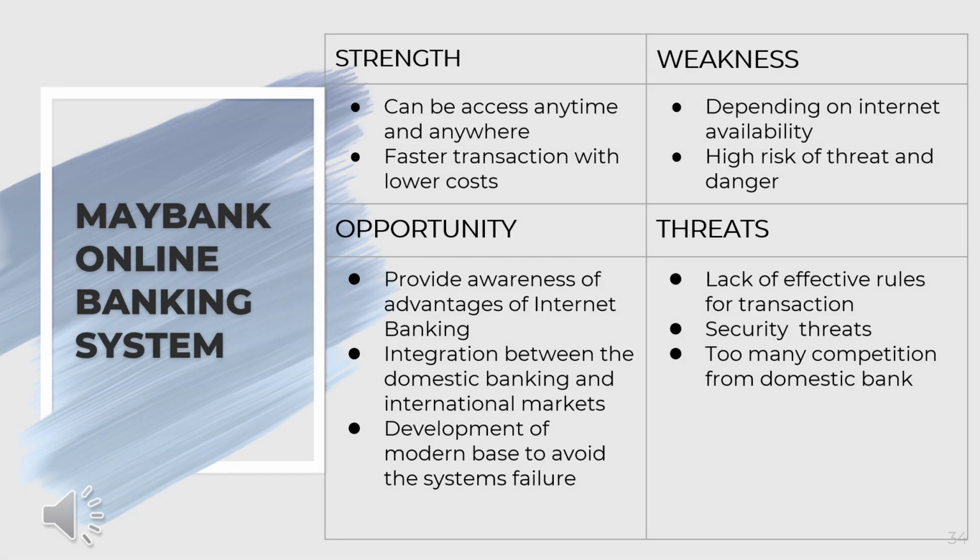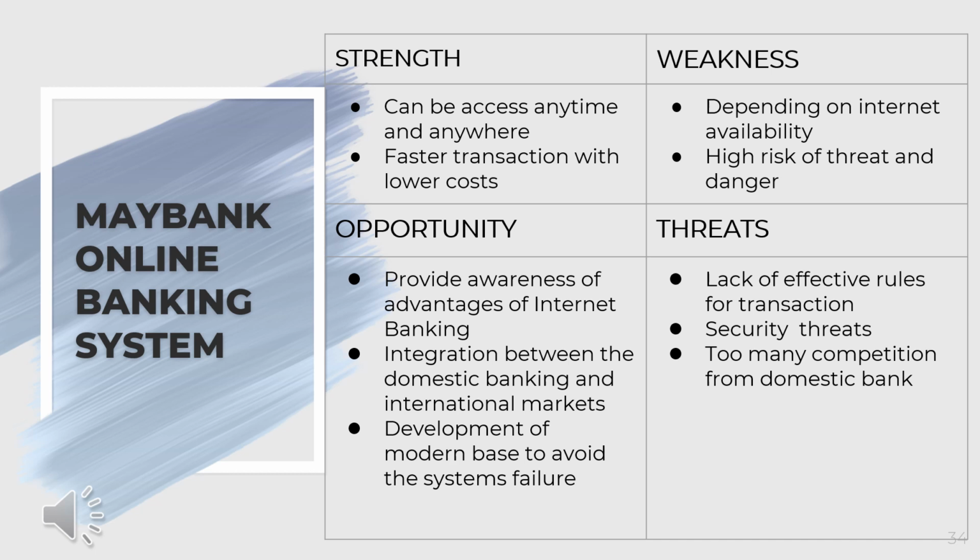Okay, after the TPS SWOT analysis, we'll now take a look at the Maybank Online Banking System SWOT analysis. So the strengths: it can be accessed anytime and anywhere, and also offers faster transactions with a lower cost. As for the weaknesses, it depends on internet availability, and it has a high risk of threat and danger. If we take a look at opportunity, it provides awareness of the advantages of internet banking.